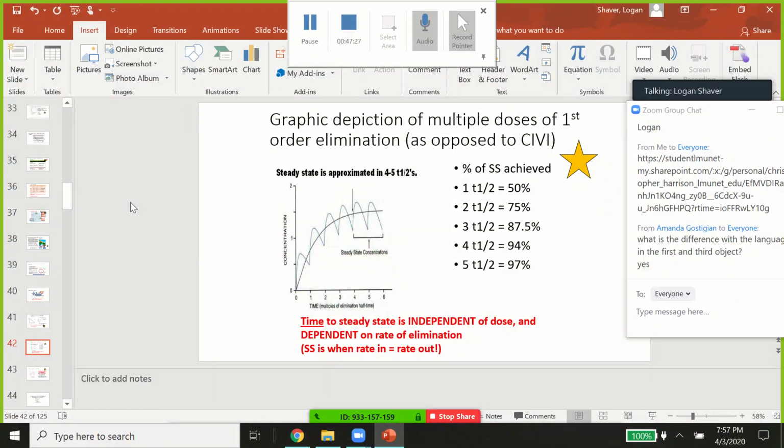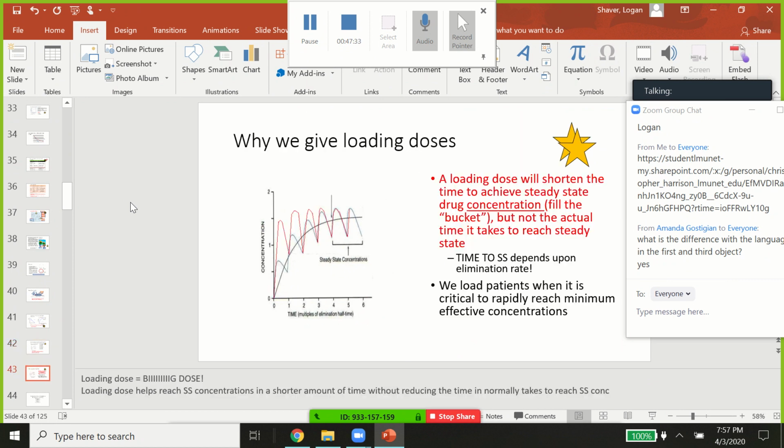And steady state, just as a definition of what that is, she puts, is when the rate in equals the rate out. So that's what that is. And then I think there might have actually been a question on a loading dose. That's why I put 2 stars on this one.